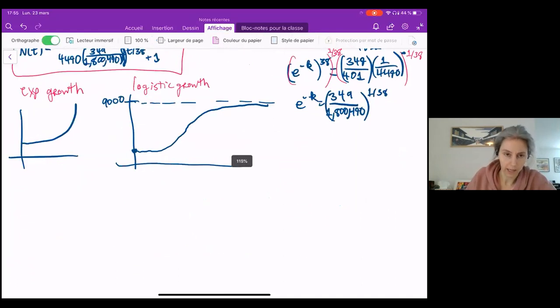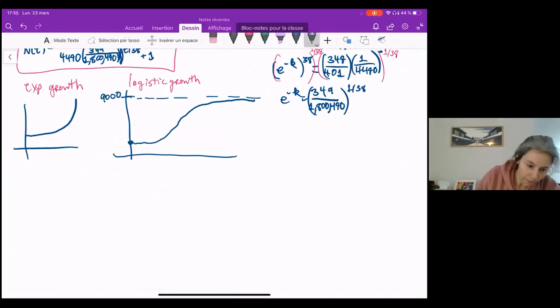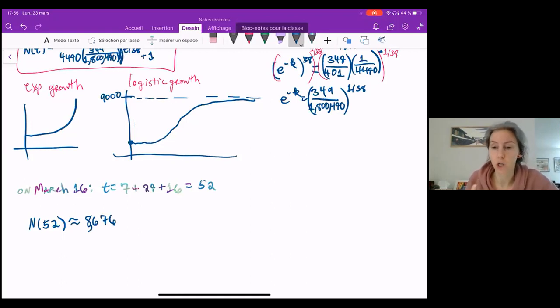So let's see if we can figure out what would happen on March 16th. Remember that we had 7 days left in January, plus the 29 from February, plus the 16 in March. That puts us at day 52. So n of 52, we just plug it into our equation. It's really gross. We definitely need a calculator to do this. So I'm just going to plug it in for you. And we get 8,676, which, if you check Wikipedia, is actually pretty close to what was actually happening on March 16th.